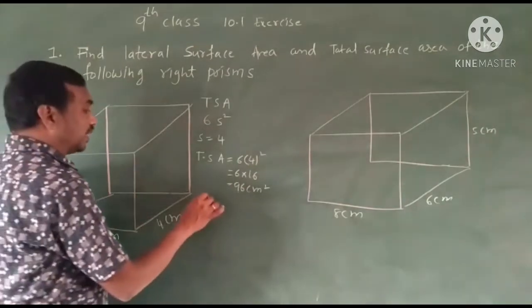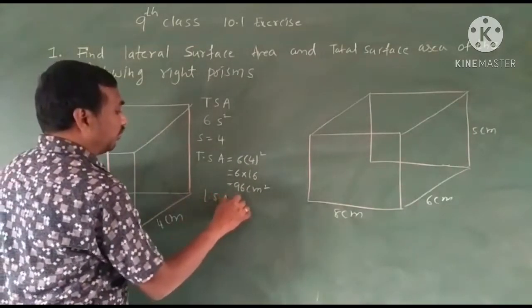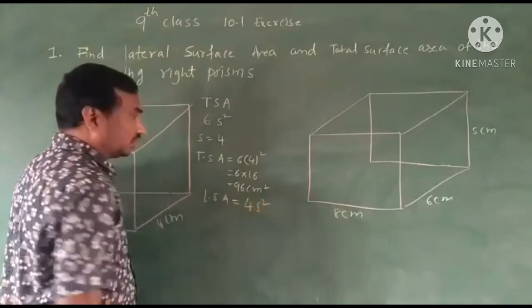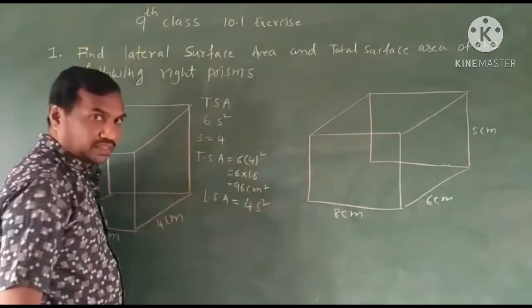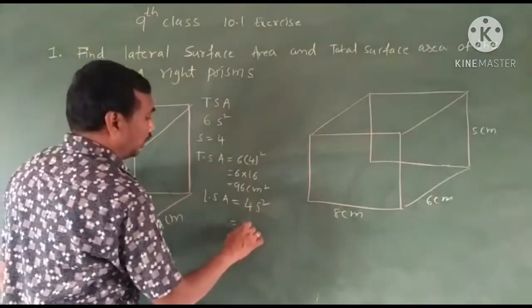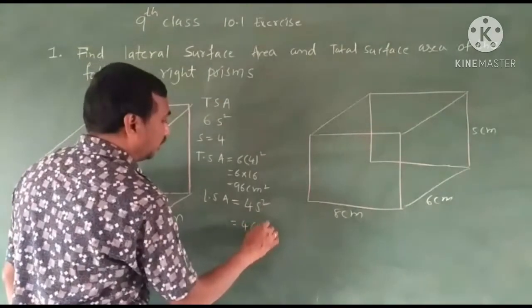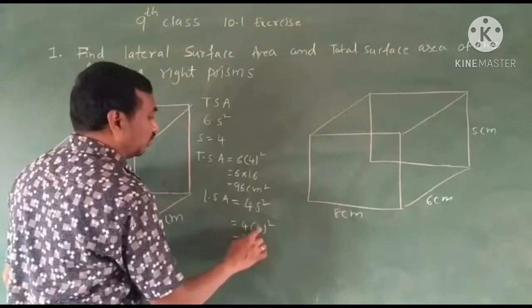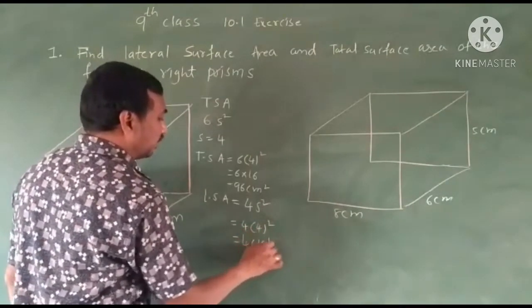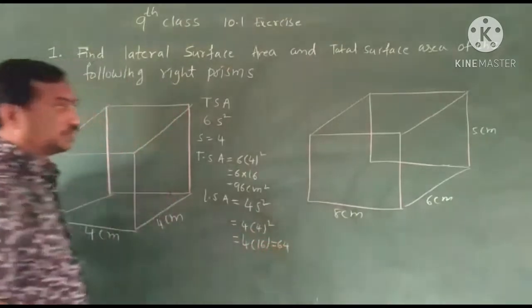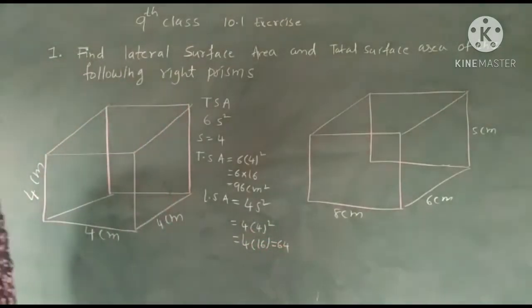What is the lateral surface area? For lateral surface area we have the formula 4s square. What is s here? S is 4. Now 4 into s square, again 4 square. So 4 into 16, 4 sixteens are 64.